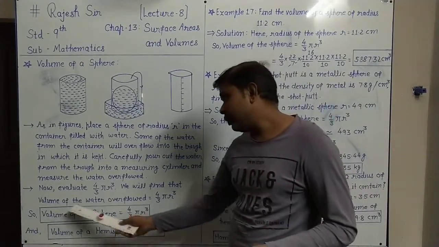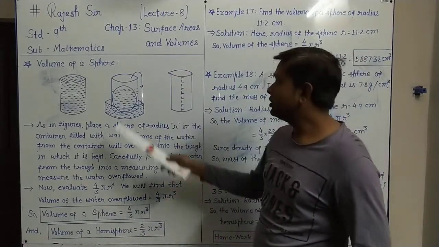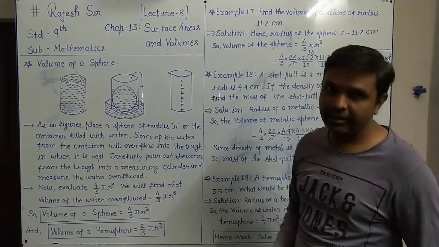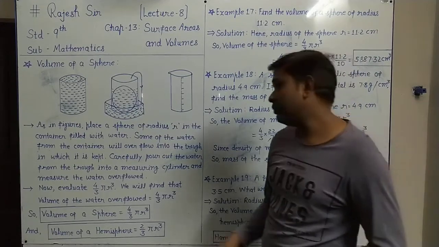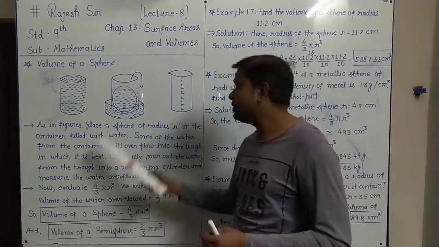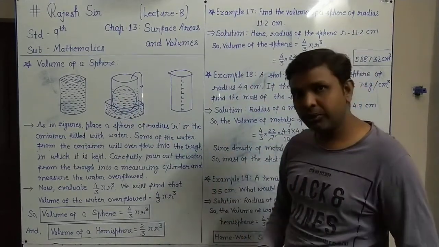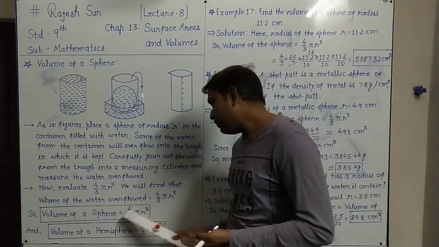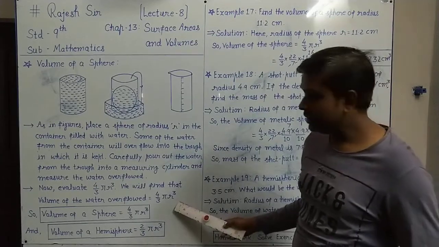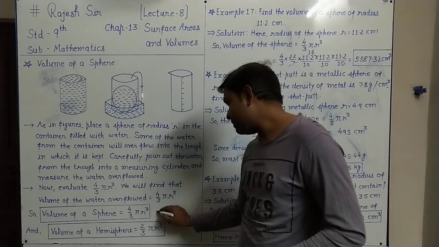Now the volume of the water overflowed is due to the sphere we have placed in the container. So you can understand the volume of the water overflowed is equal to the volume of the sphere, because due to that sphere only the water is overflowed. So the volume of the water overflowed is equal to the volume of a sphere, and that is equal to 4 upon 3 pi r cube. Therefore this becomes the formula to find the volume of a sphere: 4 upon 3 pi r cube.